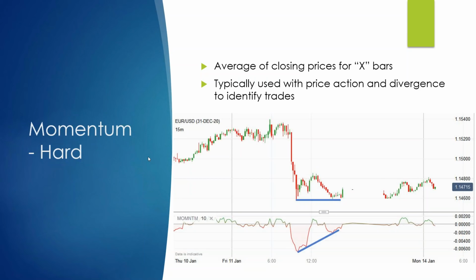Any questions on the momentum indicator? Now, you know, I guess you could say, okay, whenever it's green, I'll go long. Whenever it's red, I'll go short. Typically, you would want a little bit more than that, okay? And that's the reason I said you would combine it with the price action and the divergence indications.